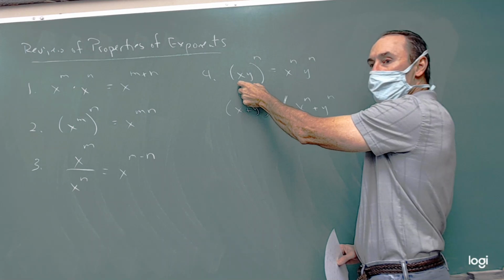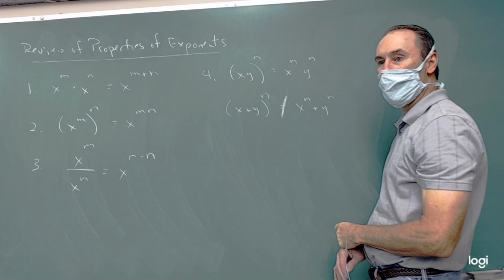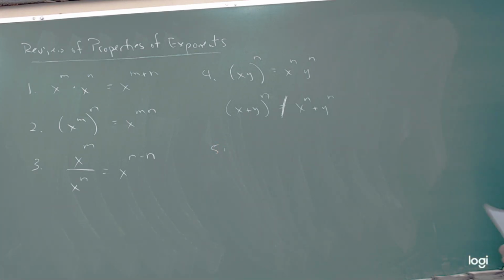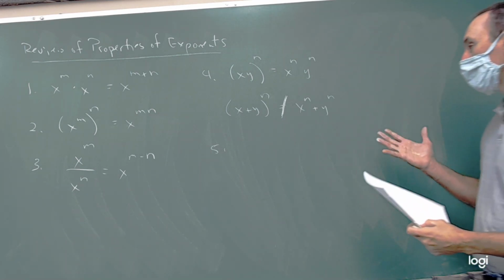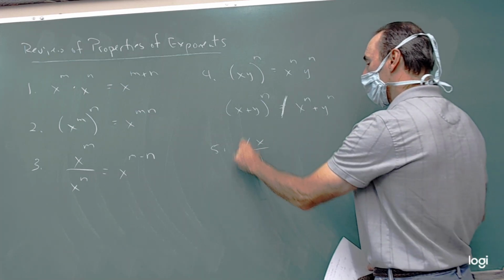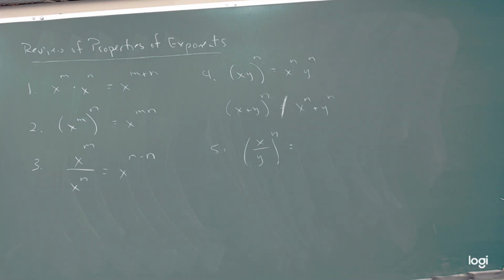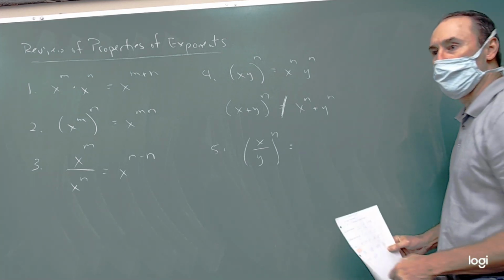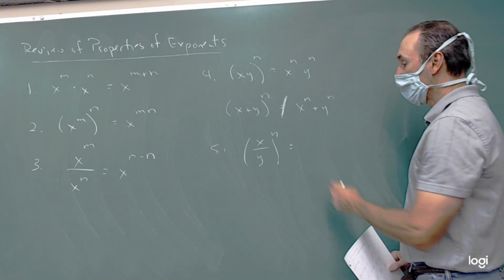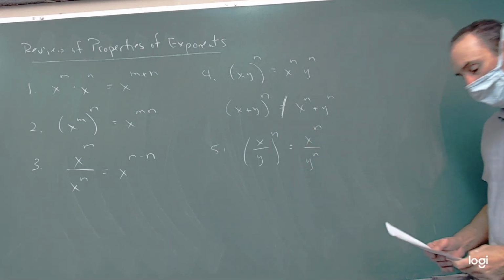So you cannot distribute an exponent over addition or subtraction. This one, these are both being multiplied and raised to a power, so they each get raised to that power. There's a big difference there. We'll try to see some examples that inevitably catch people, because people so much want that to be true, but it's not, sadly. So if you have a fraction raised to a power, what is that equal to? x to the n. Yeah, good. So both the numerator and denominator get raised to that power.